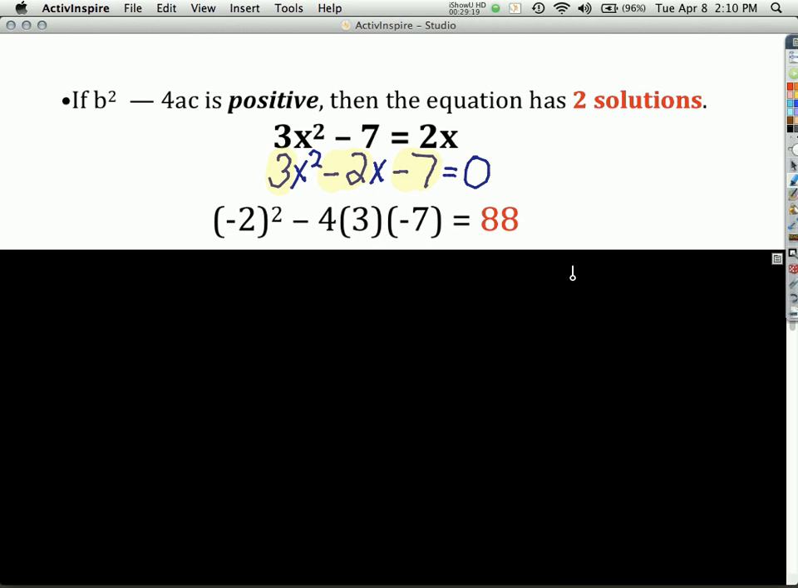Here's what it looks like. B squared minus 4 times A times C. You already know how to do this. You just demonstrated that in the last section. The value in this case comes out to 88. 88 is a positive number, which means when we finish solving this, we will end up with two solutions. Does anyone have any questions so far?